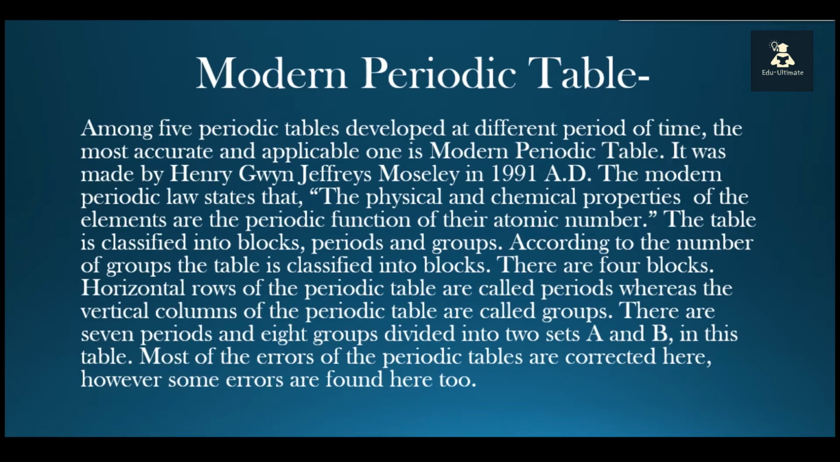According to the number of groups, the table is classified into blocks. There are 4 blocks. Horizontal rows of the periodic table are called periods, whereas the vertical columns of the periodic table are called groups. There are 7 periods and 8 groups divided into 2 sets, A and B, in this table. Most of the errors of the earlier periodic tables are corrected here. However, some errors are found here too. Now let's discuss the blocks, periods and groups of this modern periodic table.